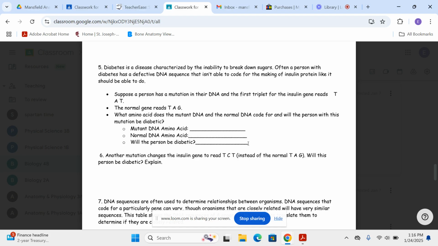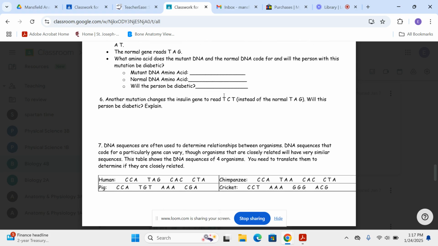So what that is asking is, if the mutant amino acid made and the normal amino acid made are the exact same, okay, they both make the same exact amino acid, then we wouldn't expect any mutations, right? Because if you make the same thing, then you should be fine and make the same protein. However, if the mutant and the normal are different, then we would expect that this person is diabetic because they're not producing the right proteins.